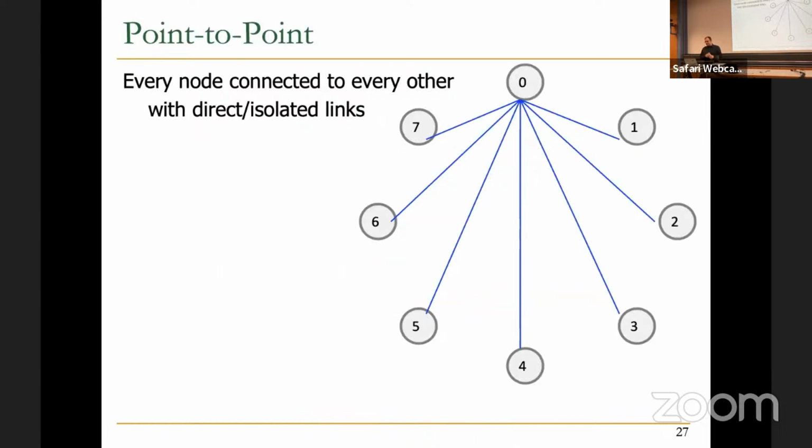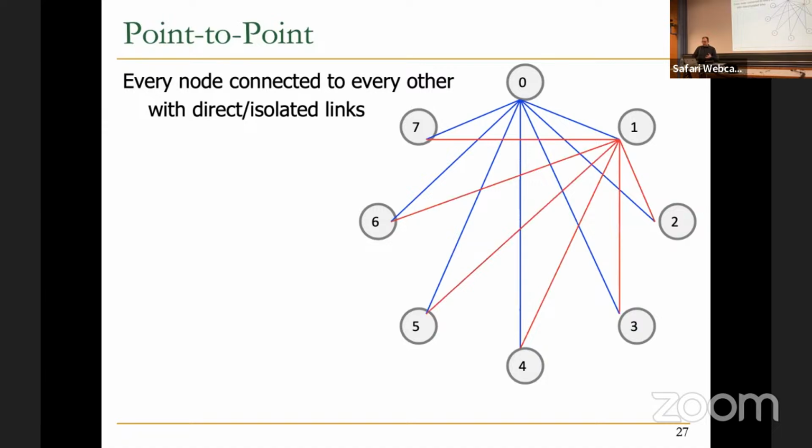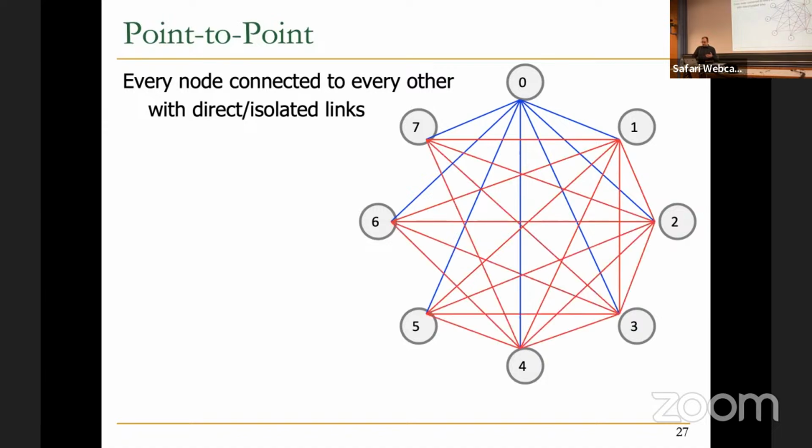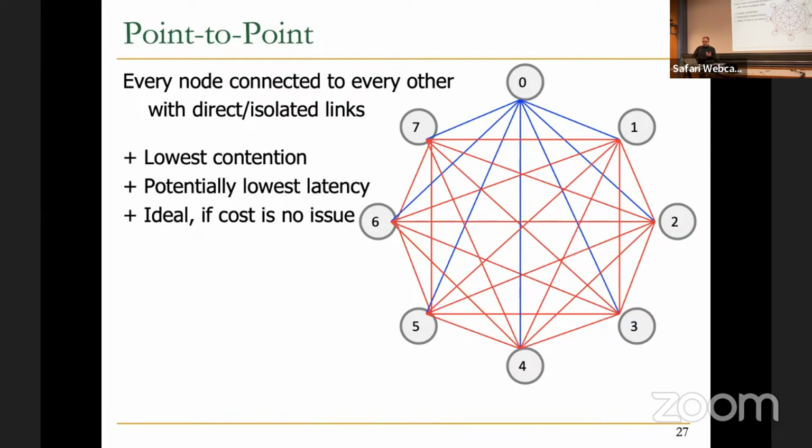At another extreme, we have point-to-point network, in which every node is connected to every other with direct and isolated links, essentially. So here, for example, node 0 is connected to all other nodes with an isolated link, meaning that node 0 can reach every other node with only 1 hop and without any contention. That's the point-to-point connection. And that's also the same for node 1, node 2, and the other nodes. So of course, this has the lowest contention, and it has potentially the lowest latency. Why is it potentially?